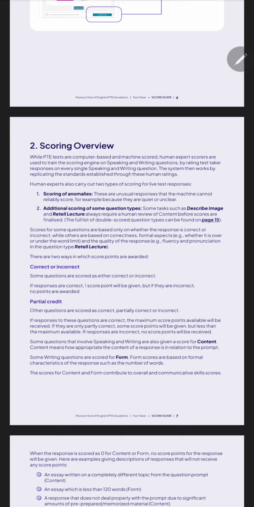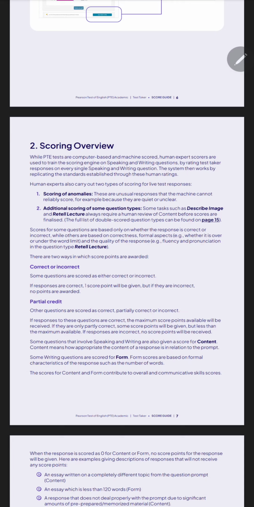Human experts also carry out two types of scoring for live test responses. Number one, scoring of anomalies. These are unusual responses that the machine cannot reliably score, for example because they are quiet or unclear. Number two, additional scoring of some question types. Some tests, such as describe image and retell lecture, always require a human review of content before scores are finalized.